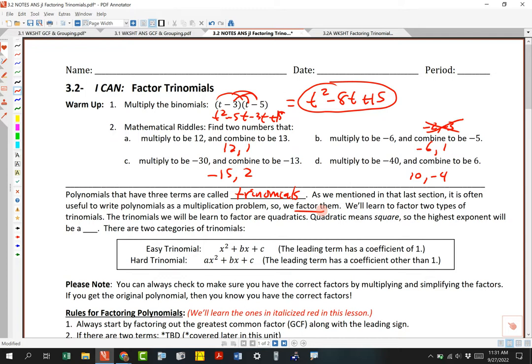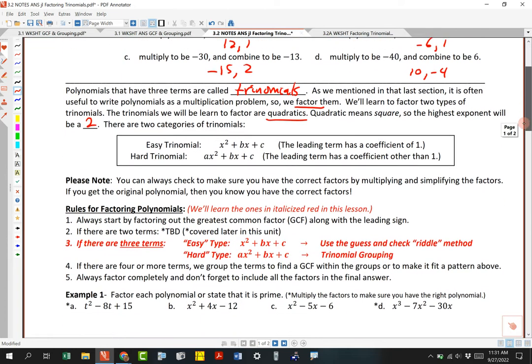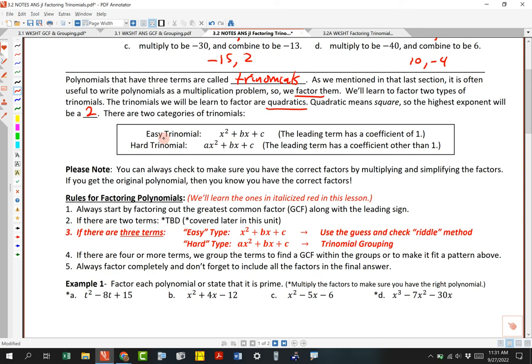So we're going to learn to factor 2 different types of trinomials, okay? The trinomials that we learn to factor, they're almost all going to be quadratics, okay? Quadratic means square, so that means the highest exponent is going to be a 2. Now, we may branch out down the road to where we do something where the highest exponent is a little bit bigger than that, okay, but that's what we're going to do for right now. So we're going to categorize these 2 different ways, easy trinomials and hard trinomials. This is an easy one. This is a hard one.